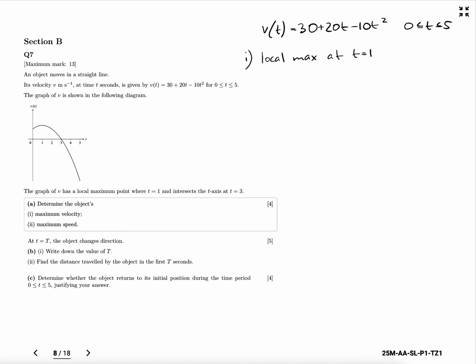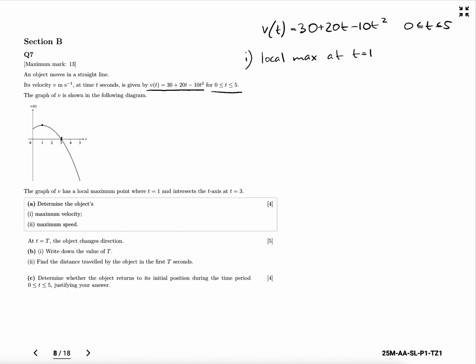Okay, let's move on to section B. In question 7, we have an object moving in a straight line, and the velocity is given by this function here for the first 5 seconds. And we're given the graph, and we know that the graph has a local maximum when t equals 1. So that's going to be here, and it intersects the t-axis at t equals 3.